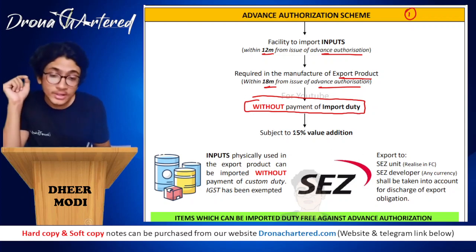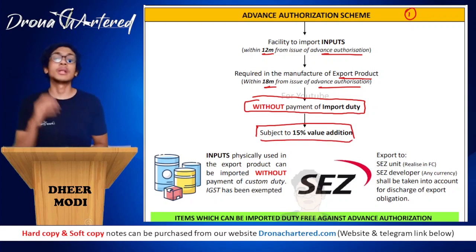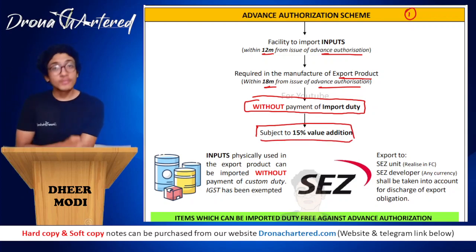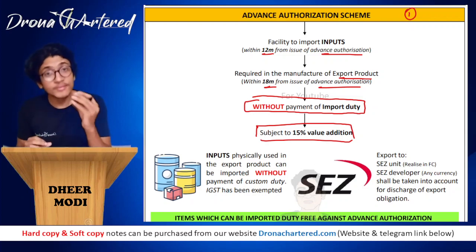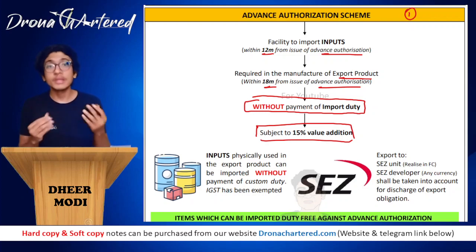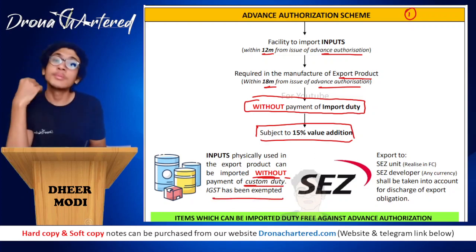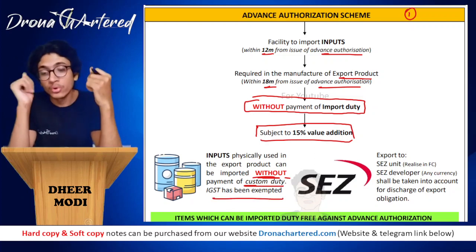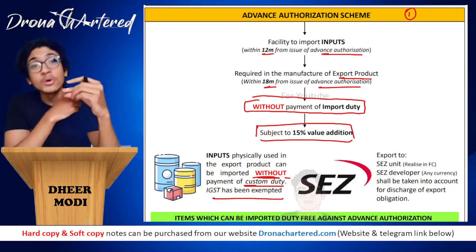So now what is your condition? Subject to a 15% value addition. That means whatever cost, whatever raw materials, etc., whatever everything you have incurred, there should be at least 15% value addition. There should be at least 15% of your profit. Inputs physically used in the export product can be imported without payment of custom duty, and IGST also has been exempted. Now you know, whenever you import goods, you will also have to pay custom duty, and after adding everything, you will also have to pay your IGST.